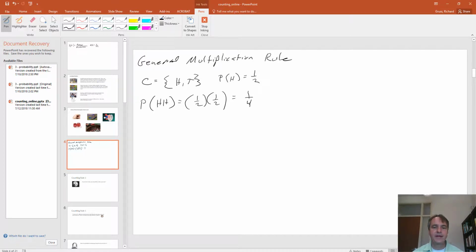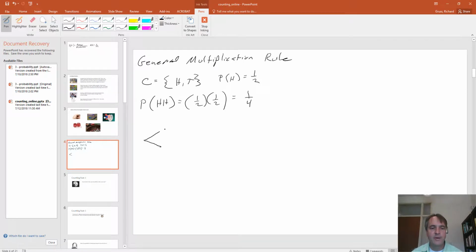And why is that? So it's 1/4. The probability of flipping a coin 2 times and getting 2 heads is 1/4. Well, let's take a look at this. Let's draw a tree or a ladder that shows how these things happen in sequence, and I think it'll clarify why we do the multiplication.